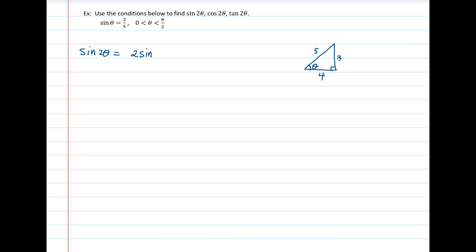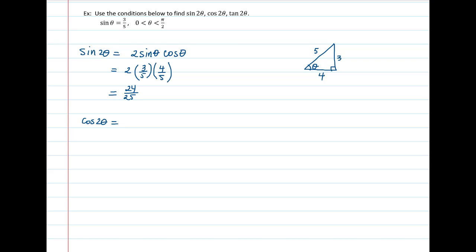So I'm going to start with sine of the double angle. I'll use the identity that we just derived. Sine of 2 theta is equal to 2 sine of theta times cosine of theta. From my triangle here, I can figure out cosine of theta, which would be adjacent over hypotenuse, which is 4/5. The rest is just simplifying and leaving it in exact form. We have 24/25.